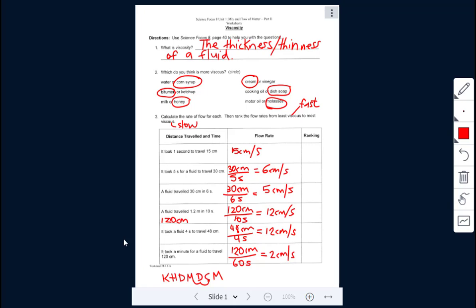All right, so now everything has been put into centimeters per second, and now we can go ahead and compare which one is fastest and which one is slowest. So let's go ahead and order this. So this would be the fastest. Next would be, these two are the same, so they would both be number 2. And then we would have 6 centimeters per second next, so we will put that as number 3. Then we would have 5 centimeters per second, put that as 4. And 2 centimeters per second is the slowest, so we'll put that as 5.